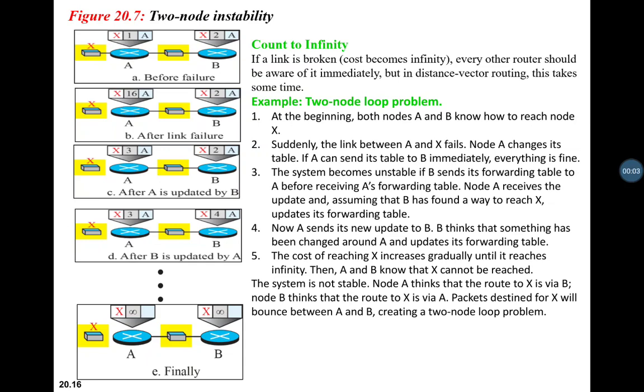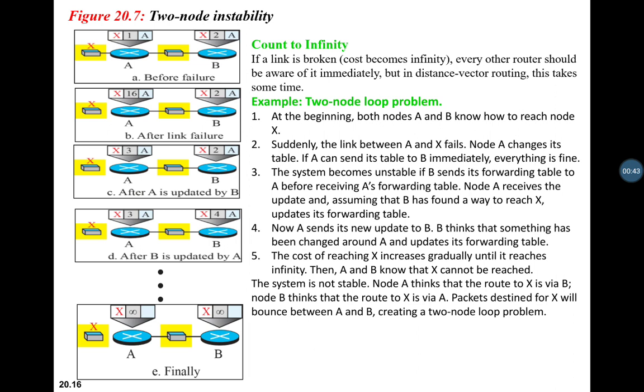So, in the last class, we had discussed the distance vector routing algorithm. Here, the first problem with the distance vector routing algorithm is count to infinity. That means, as we know, a decrease in cost propagates quickly and an increase in cost propagates slowly. A decrease in cost is good, so it is propagated quickly.